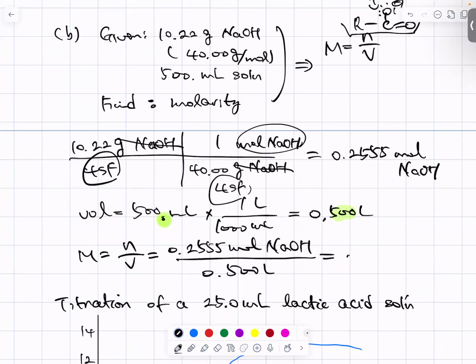And let's calculate: it is 0.511 moles per liter, which is molarity. So then we are able to calculate this one. Sodium hydroxide is 0.511 molarity.